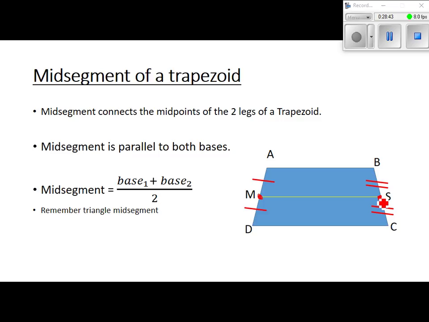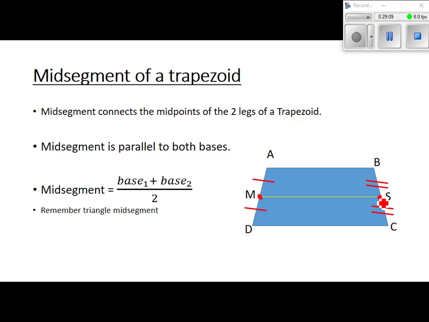We'll use this a lot, and it's not very difficult. The mid-segment of a trapezoid connects the two midpoints of the two legs. The mid-segment's always parallel to the two bases, and it's always equal to the two bases added together divided by 2. We'll talk about that here in a second.